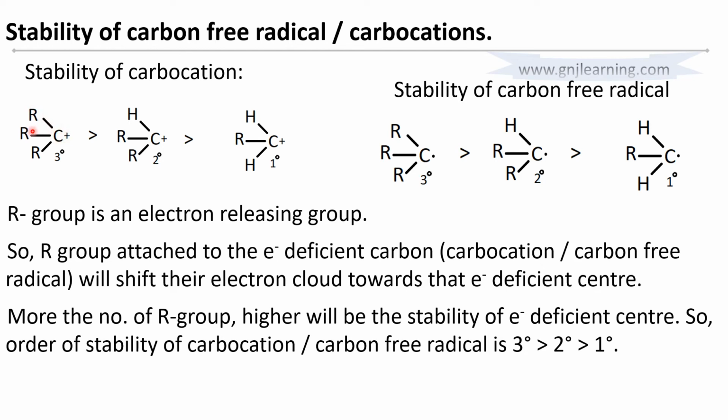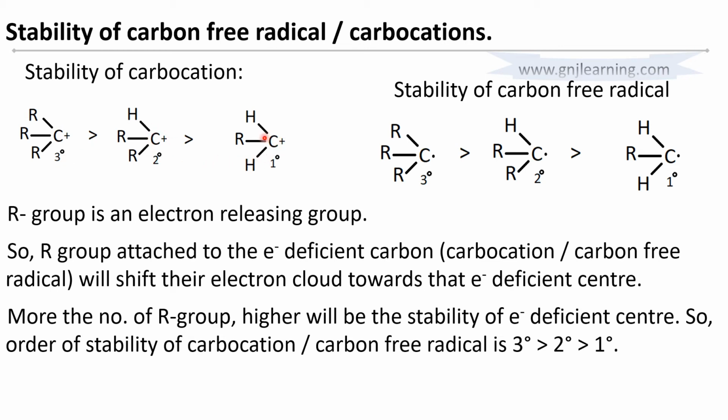It will push. Here there are 3 R groups to push because they are electron releasing groups. So by pushing the electrons, this carbocation is able to balance that positive charge to a great extent. Whereas here there are only two R groups, so the push will be a little lower, and the balancing is not as much as in tertiary.